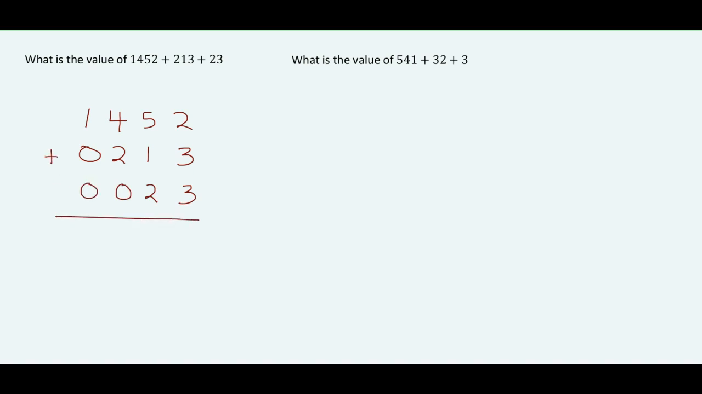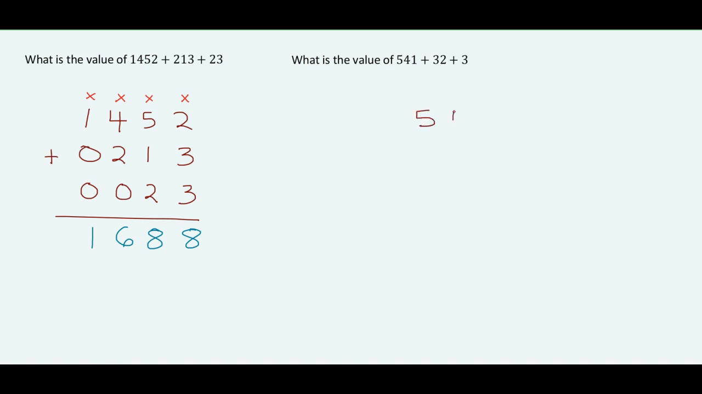Now we can add. So we start from the right hand side. 5 plus 3, we have 8. Let's switch over to the tens position. 6 plus 2, we have 8. Now we switch to the hundreds position. 6 plus 0, we have 6. And then now to the thousands position. 1 plus 0, we have 1. Let's look at another example.